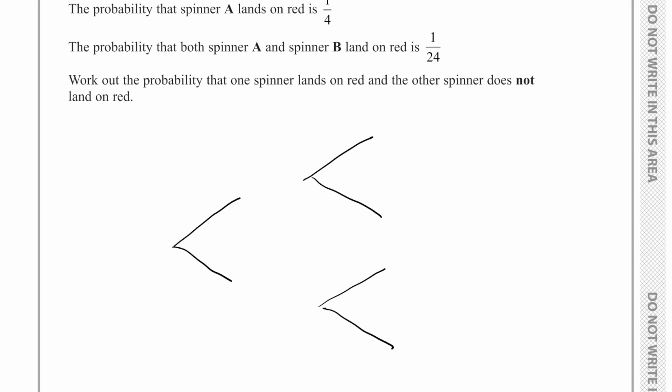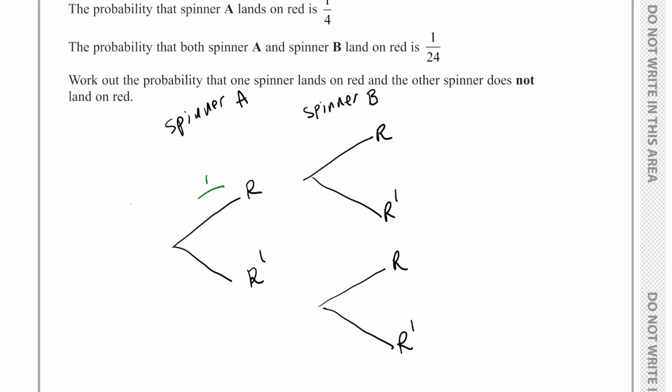So this is spinner A and this is spinner B. The probability the first one lands on red, so it's red, and I'll put not red, red, not red, red, not red. So the probability the first one lands on red is 1/4. That means the probability of it not landing on red must be 3/4.